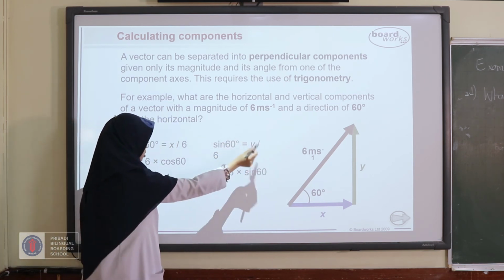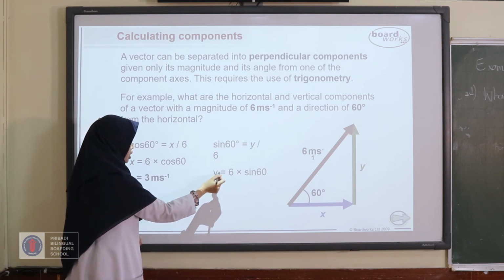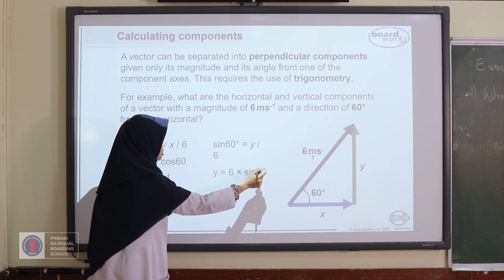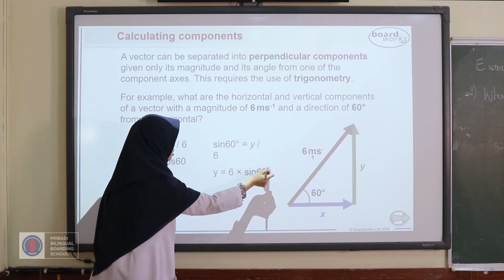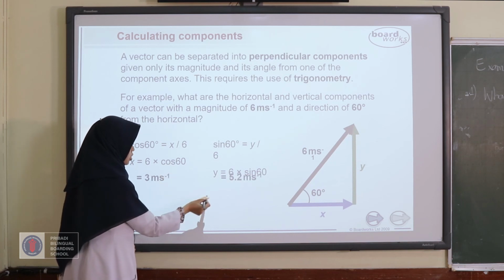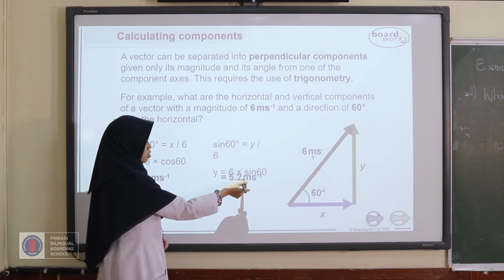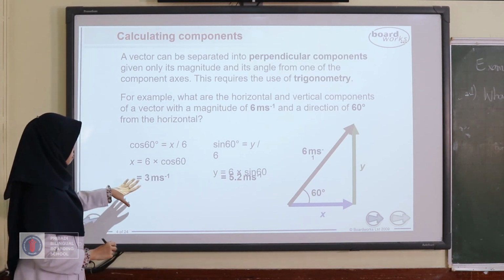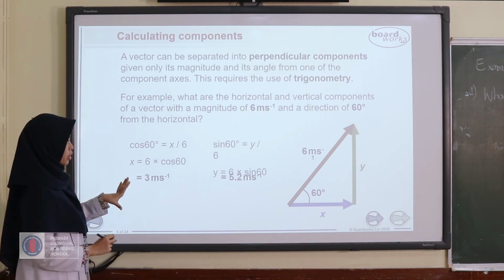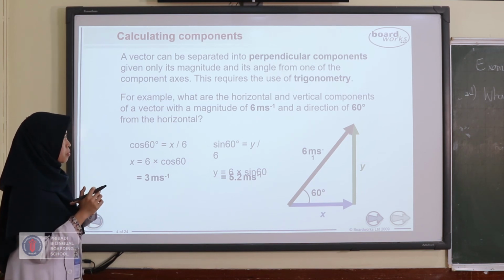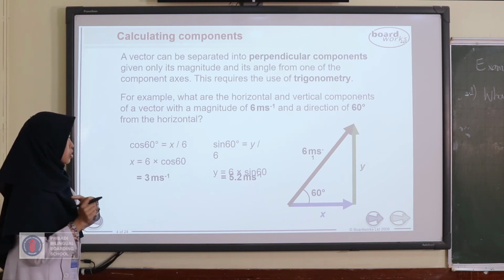Rearrange the equation again. So y equals 6 times sine theta, where theta is 60 degrees. This must be degrees here. And it will end up with 5.2 meters per second. Okay, so this is the way to solve problems related to vector components.